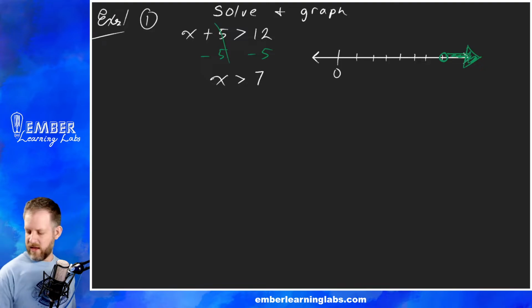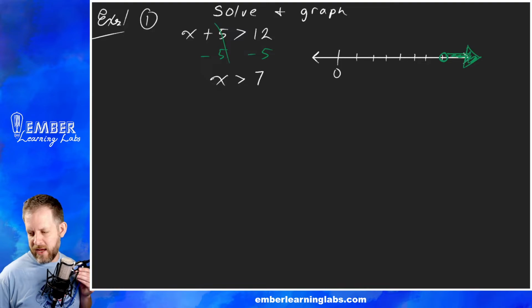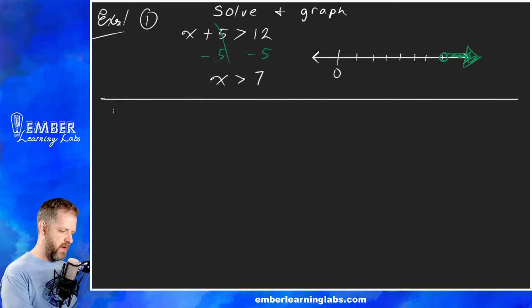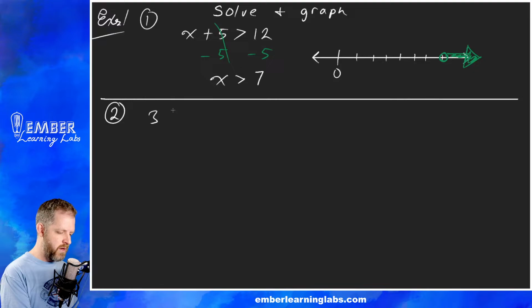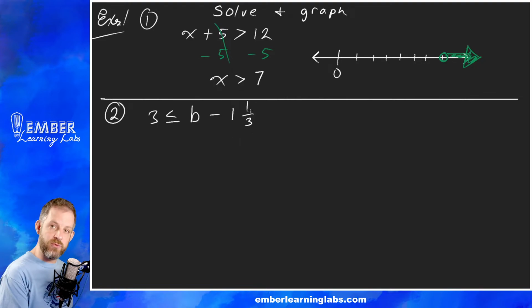Let's do another one. I think we can fit two on a page. On these, they're not that big. So let's do number 2. We add a line just for complete clarity. I don't know that we have to have it, but it'll be even neater that way. So 3 is less than or equal to b minus 1 1/3.